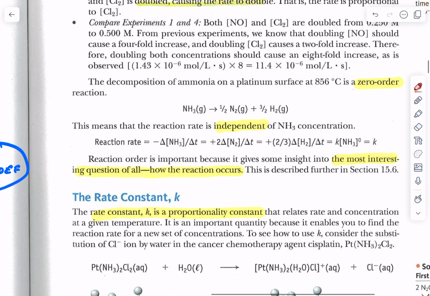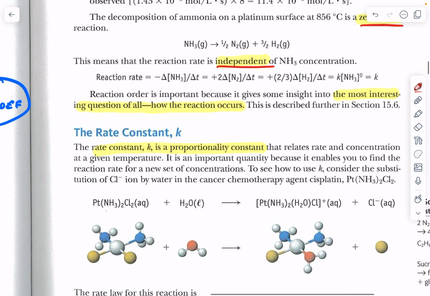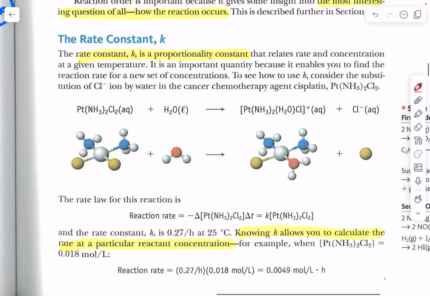And again, don't forget, in some experiments, you might get a 0 order if the concentration does not affect the reaction rate, meaning that the reaction rate is independent of the concentration of your reactant. All right, now let's continue to show you the value of knowing a reaction rate law.